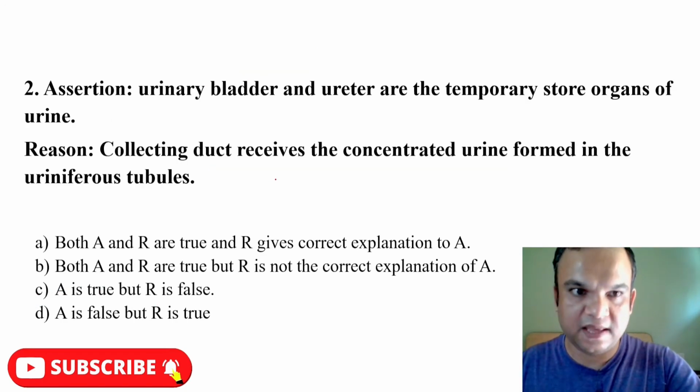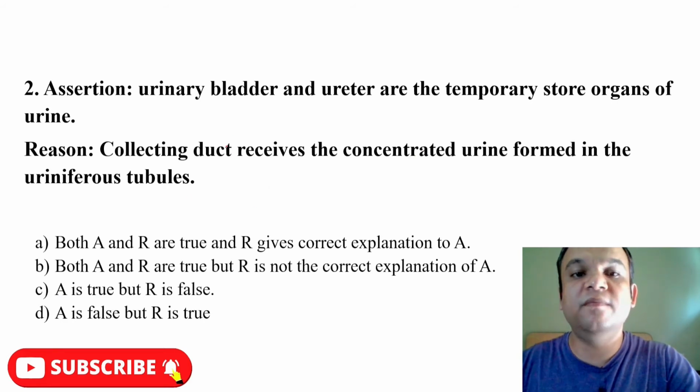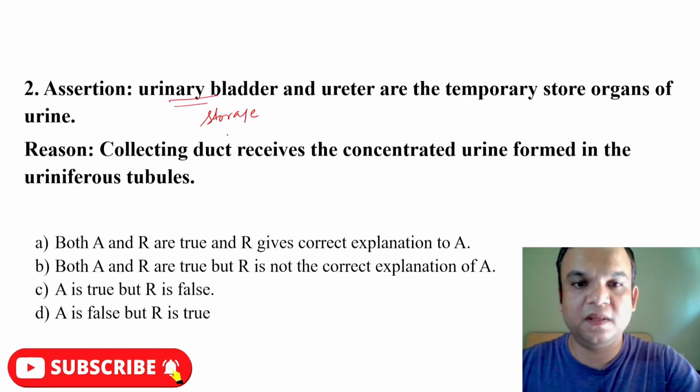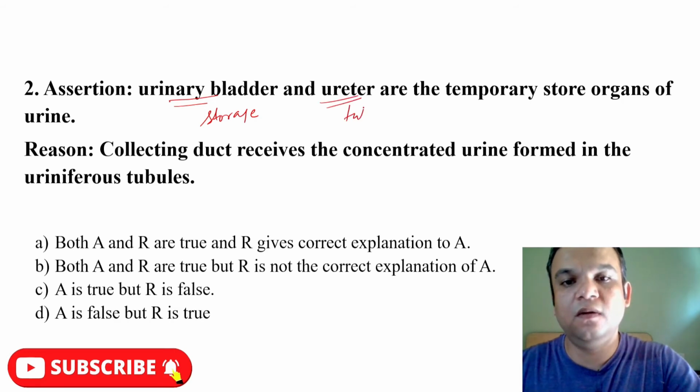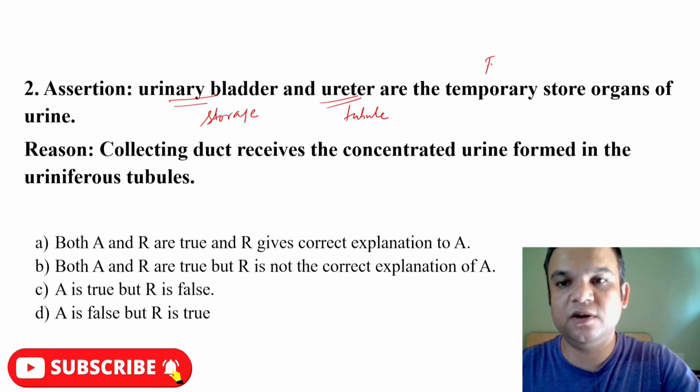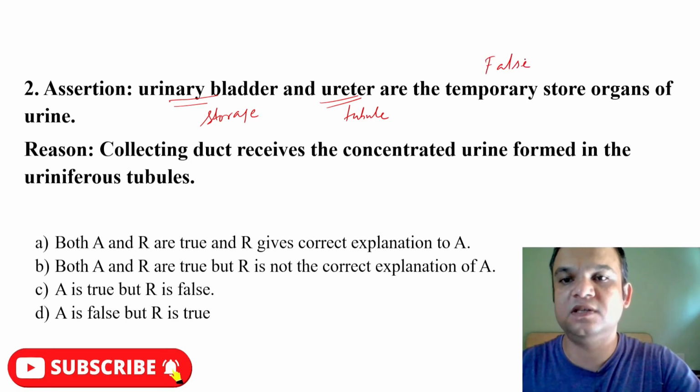Next question is, assertion states that urinary bladder and ureter are the temporary store organs of urine. So urinary bladder is a storage organ, but ureter is a tubule which carries the urine to the urinary bladder for the storage. So this particular statement is definitely a false statement.